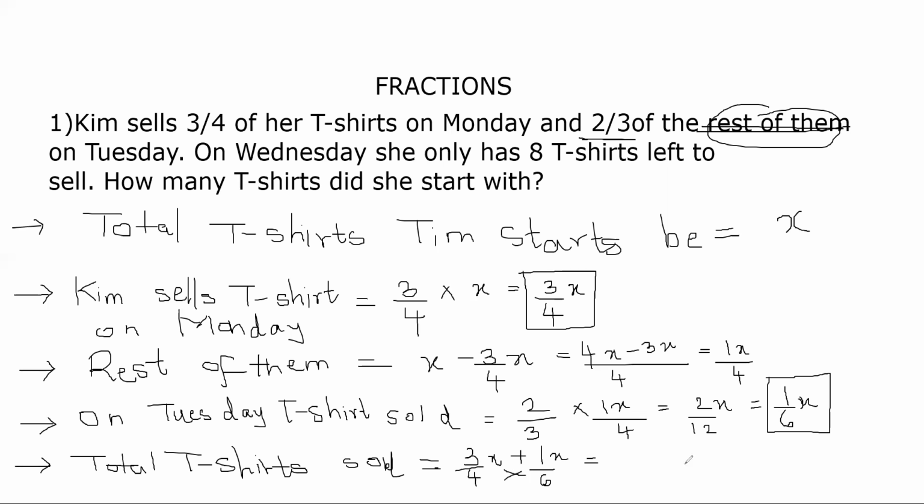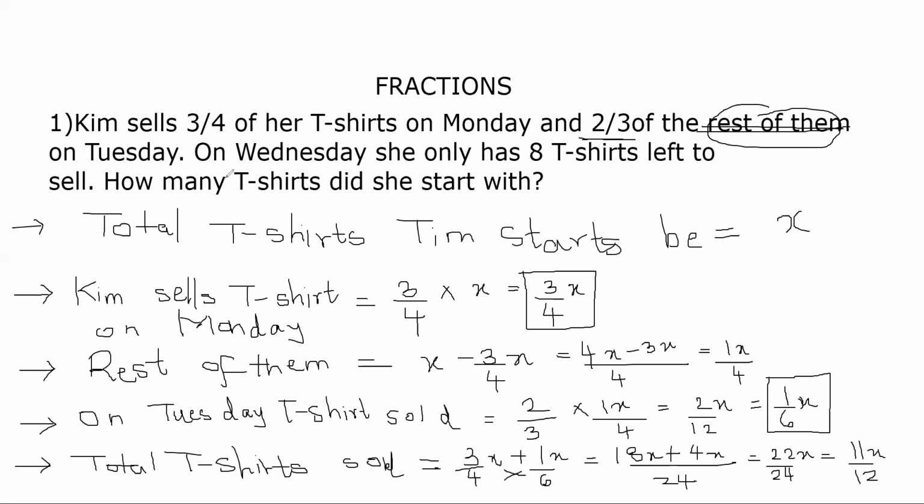Do cross multiplication and find out. 18x plus 4x upon 24, which gives me 22x upon 24. On simplification, you get 11x upon 12. So the total number of t-shirts sold will be 11x upon 12 out of x. So the total number of t-shirts is x. Out of that, you have sold 11x upon 12 t-shirts.